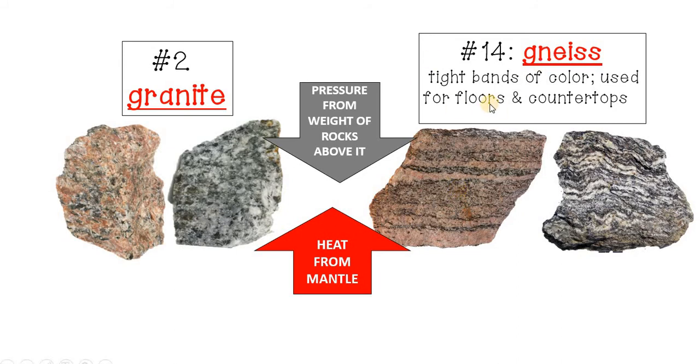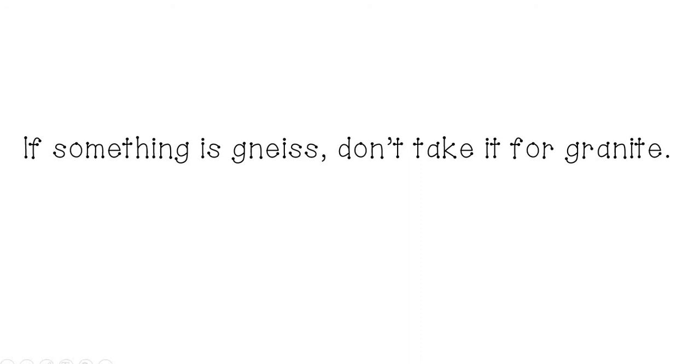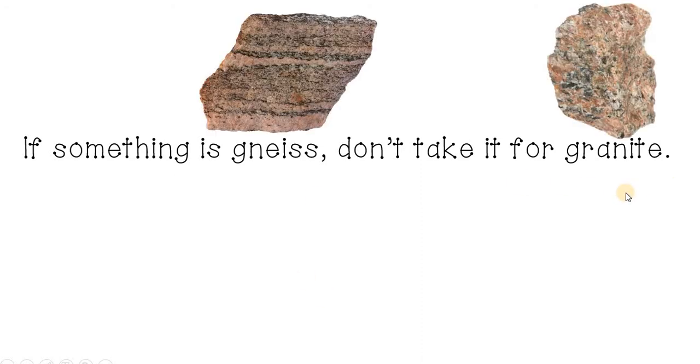So this type of rock, gneiss, has tight bands of color. And just like granite, it has those beautiful layers, and so it is often used for things like floors and countertops.